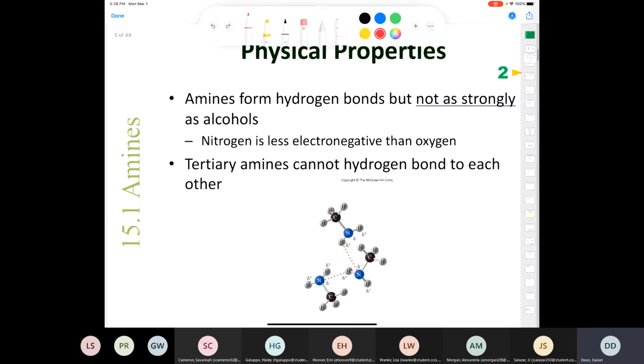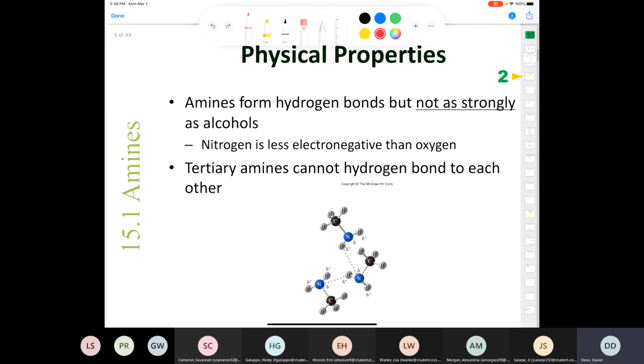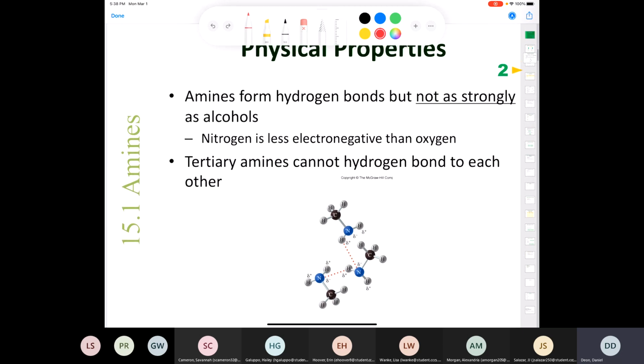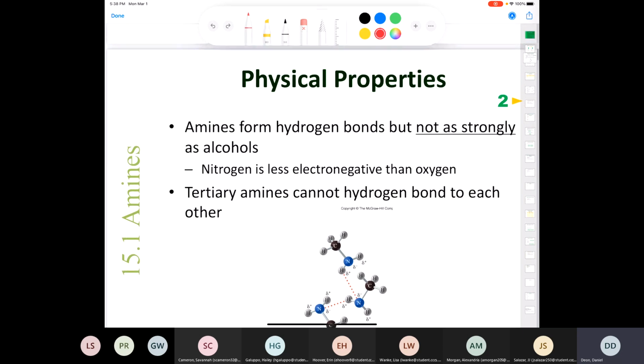Anyhow, but before we get into those, I want to talk to you a little bit about hydrogen bonding. It says here that amines can form hydrogen bonds, but they're not as strong as alcohols, and there's a really good reason for that. It says that nitrogen is less electronegative than oxygen.